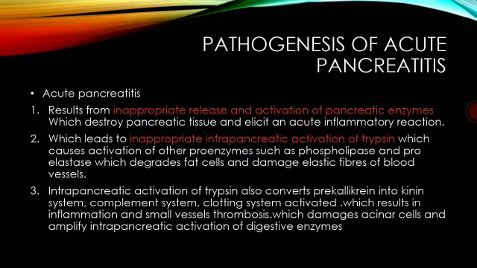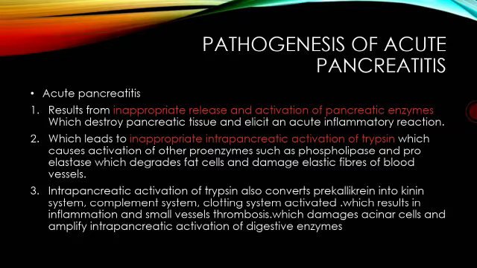This acute inflammatory reaction leads to inappropriate intrapancreatic activation of trypsin. As the trypsin is activated, it leads to activation of proenzymes such as phospholipases and proelastases, which degrade fat cells and damage elastic fibers of the blood vessels. So intrapancreatic activation of trypsin also converts prekallikrein into the kinin system.